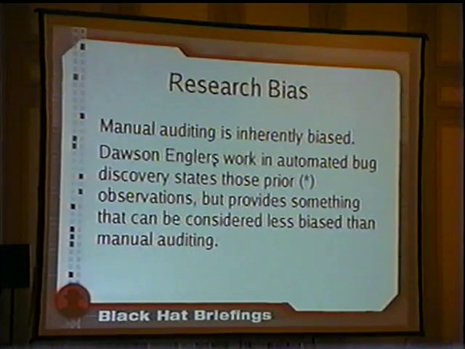I do have some bias in my auditing, of course, because manual auditing is inherently biased. I believe that the core kernel code is secure. That's why I'm not finding any bugs there. Maybe I think it's just device drivers that are buggy, and it's a self-fulfilling prophecy. I can't definitively say that this is true. I can just show evidence to support what I'm trying to put forward. Dawson Engler's work, on the other hand, is automated and avoids the bias of manual auditing.